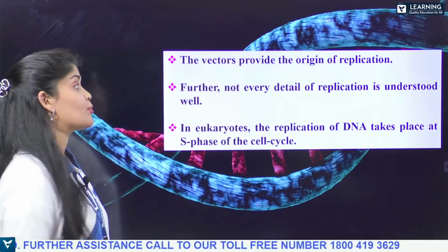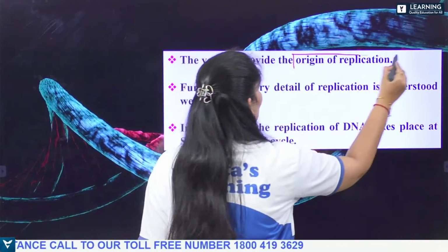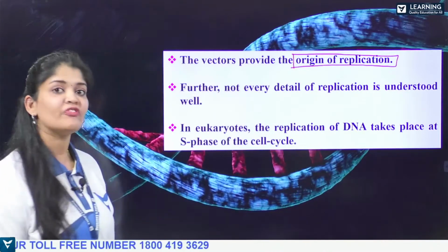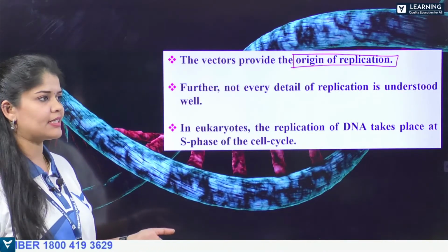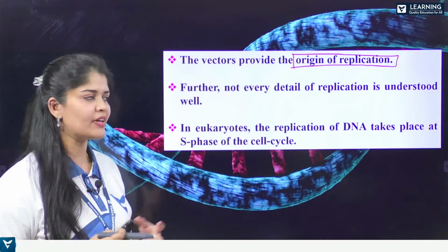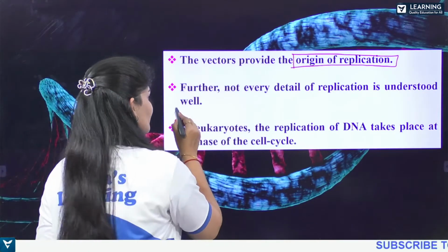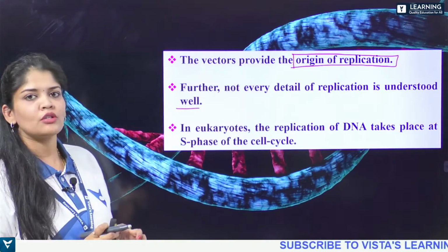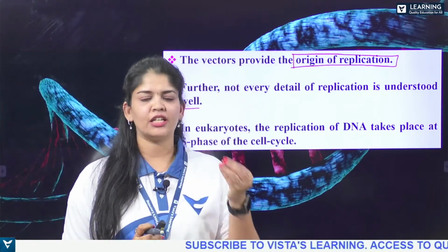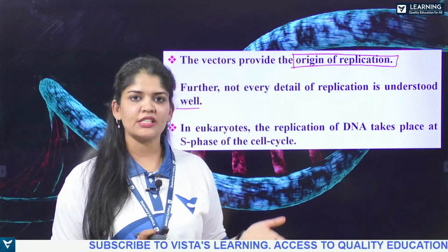Now, the vectors will provide the origin of replication. That is what we use in rDNA technology, we use Escherichia coli as a vector. Further, the details of replication are not yet understood well. Still, research is going on to understand each and every detail of the DNA replication that is happening in both prokaryotic cells and eukaryotic cells.